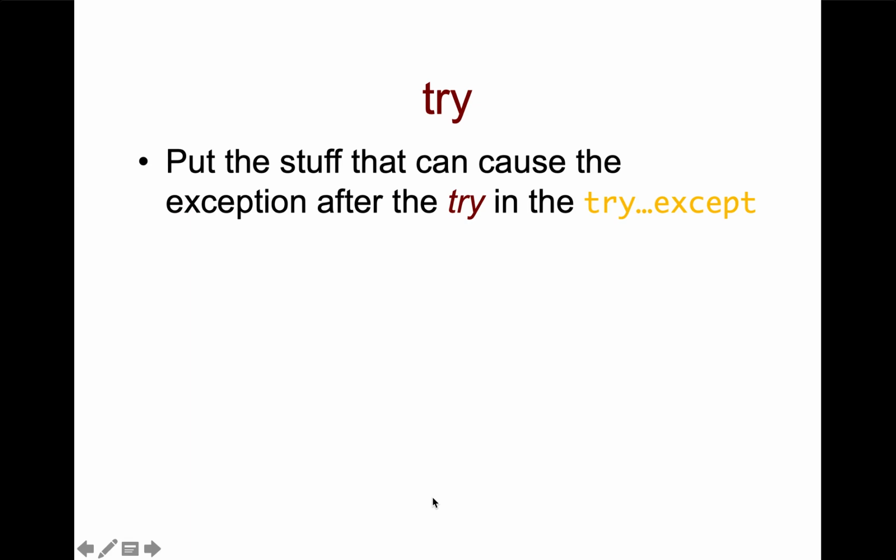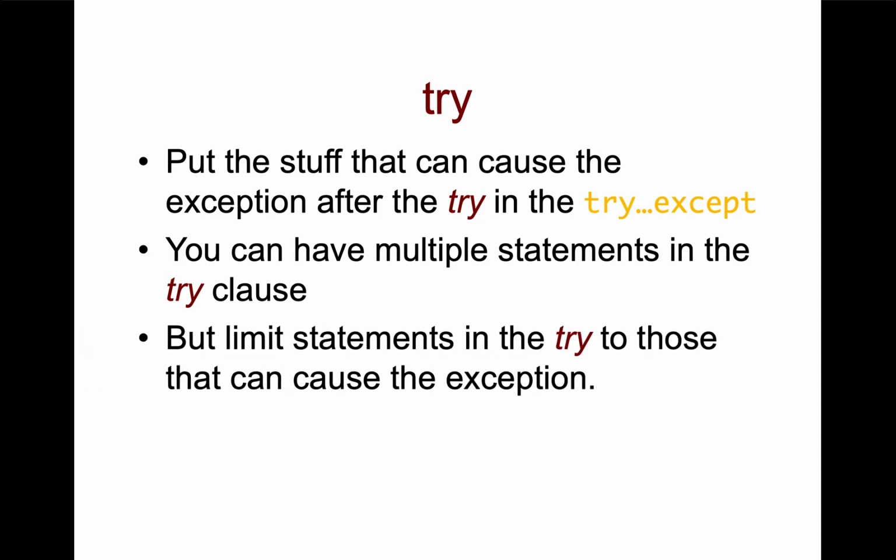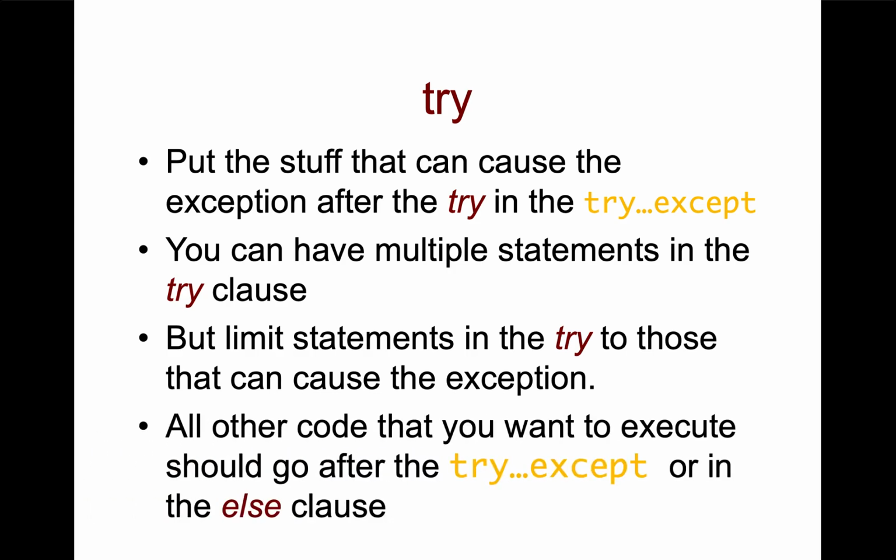So you should put the stuff that can cause the exception to occur after the try in the try except. And you can have multiple statements in the try clause if you want. But you should, as a matter of good practice, limit statements in the try part of the try except specifically to that stuff which could cause the exception to occur. Because if the exception is triggered, you want to know specifically what statement caused it. If you have a bunch of statements in the try clause, then you can't really know which one caused the problem. All the other code that you want to execute when the exception does not occur should go in the else clause of the try except.